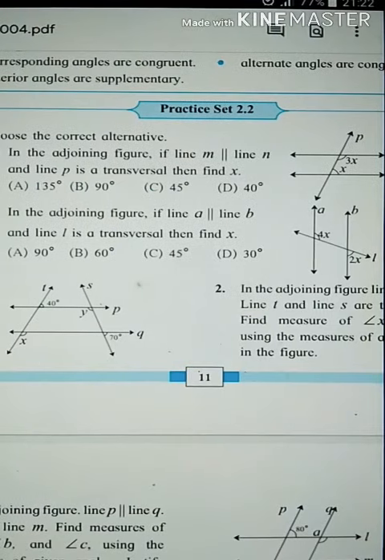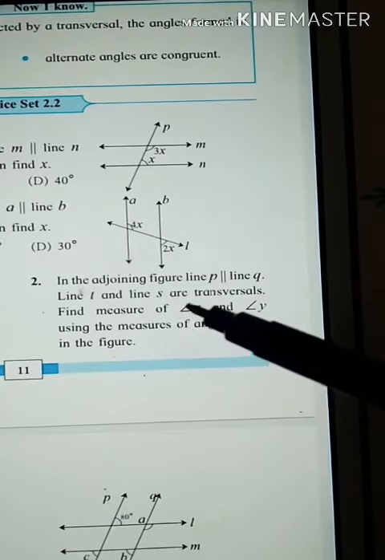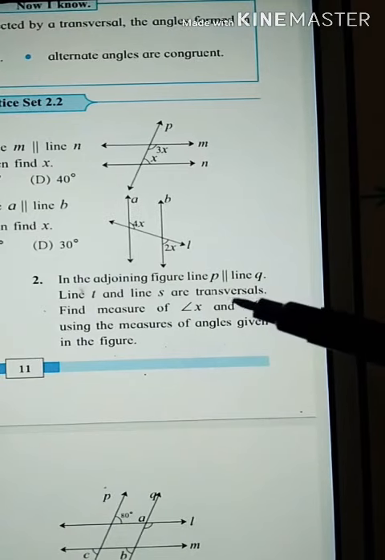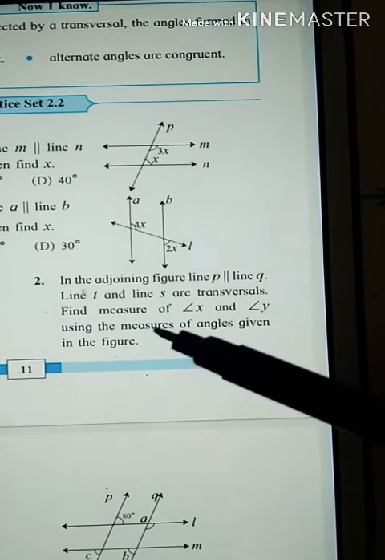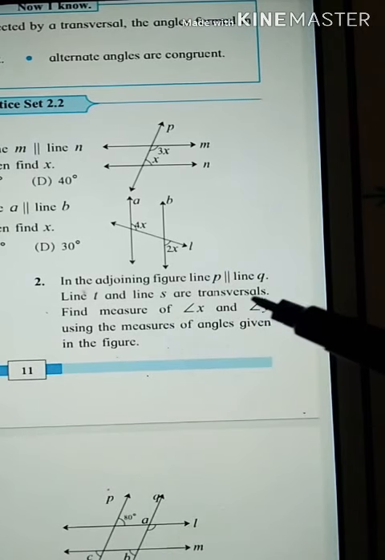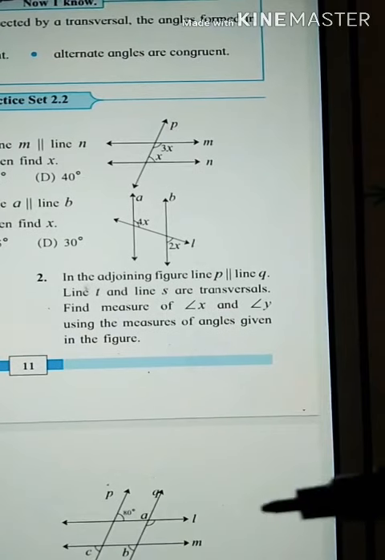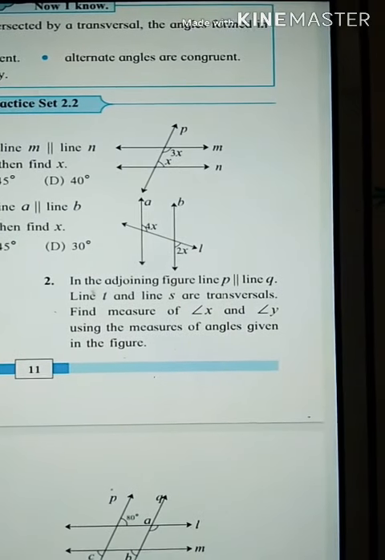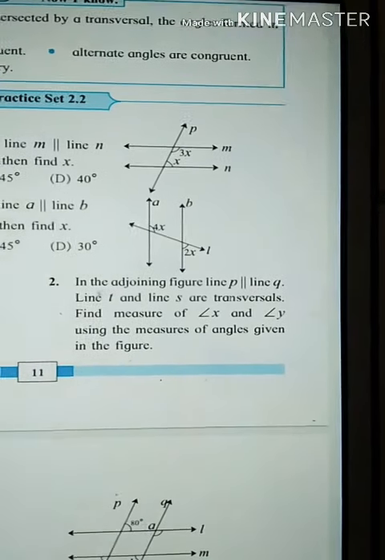Okay. So now we have the second main question like this. They have the figure. And in the figure, line P is parallel to line Q. Lines T and S are transversals. Find the measure of angle x and angle y using the measures of the angles given in the figure. Now this is not an objective based question, so we have to write proper steps. Let us write down the given part and the to find part.